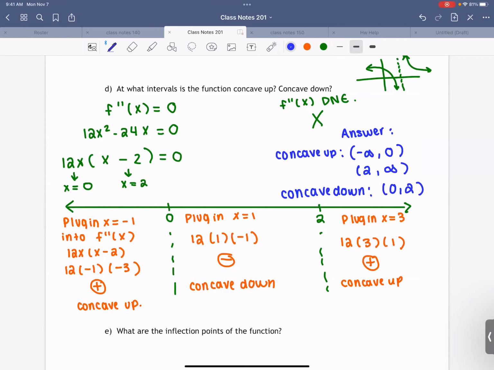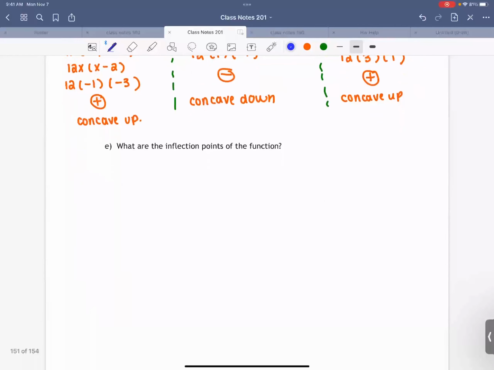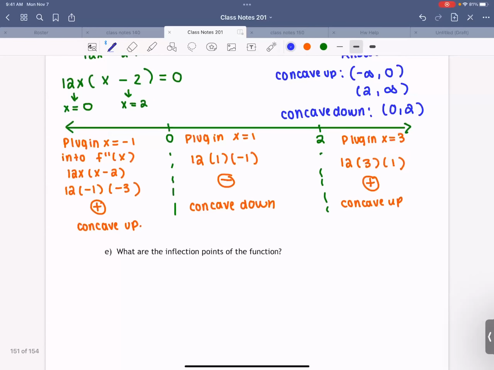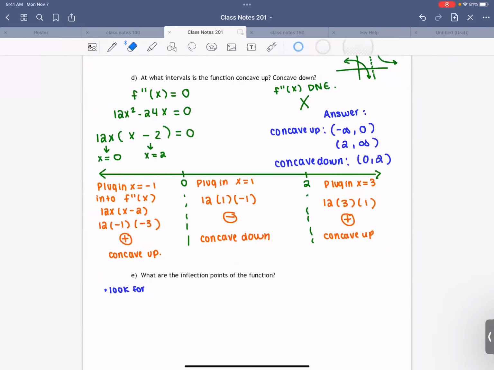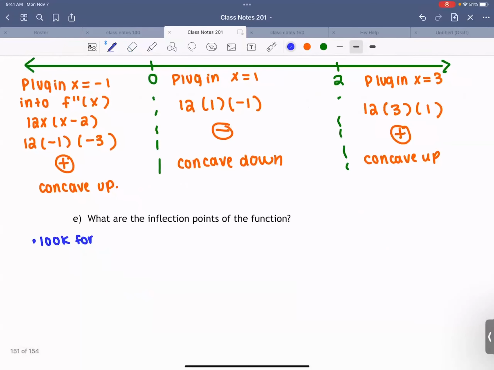All right, finally, let's talk about inflection points and how we can write our answer when we're talking about inflection points. So let's do part E here. Inflection points are where we switch from concave up to concave down, right? That's the definition of an inflection point. So here you're going to look for where we switch from concave up to concave down or concave down to concave up, right?